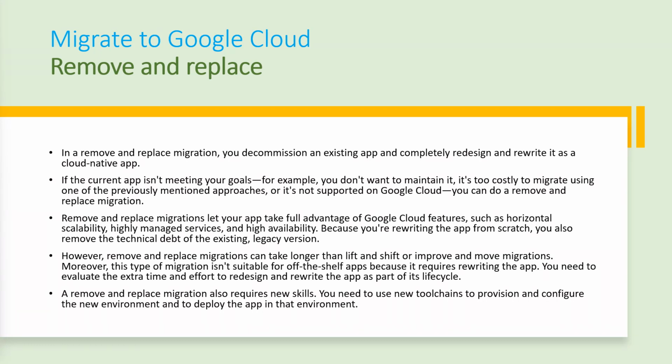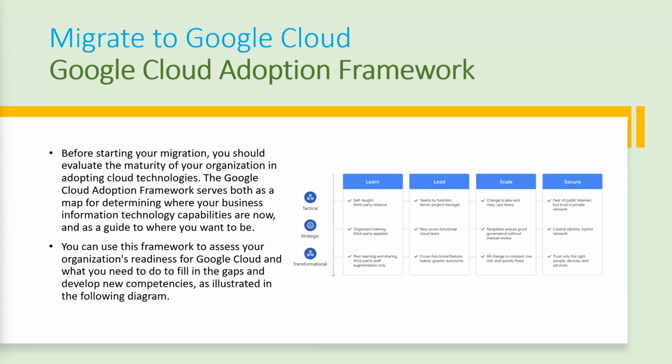And our next slide is how you are going to use the cloud adoption framework. So before you start your migration, for example, you should evaluate the maturity of your organization, meaning how serious they are. And the Google framework serves both as a map for determining where your business information technology capabilities are now, and as a guide to where you want to be.